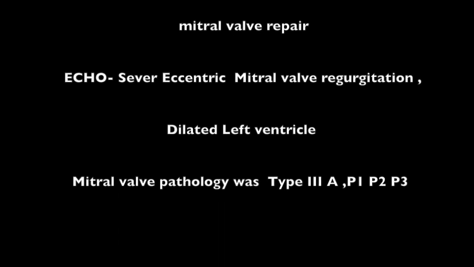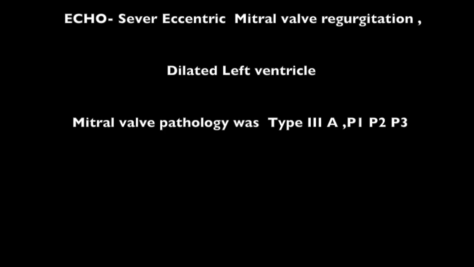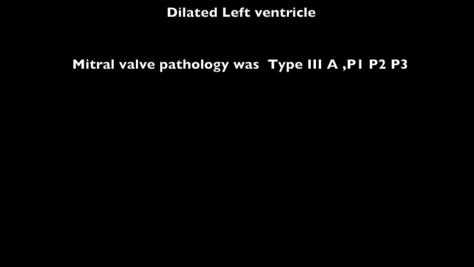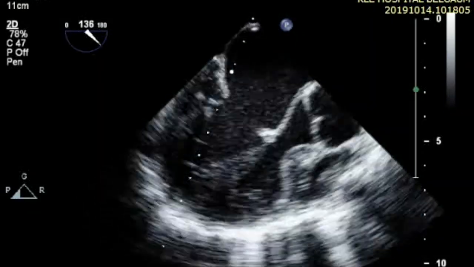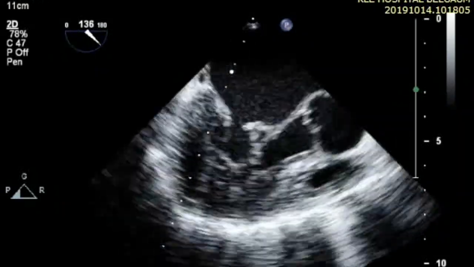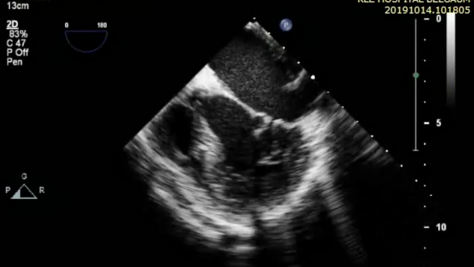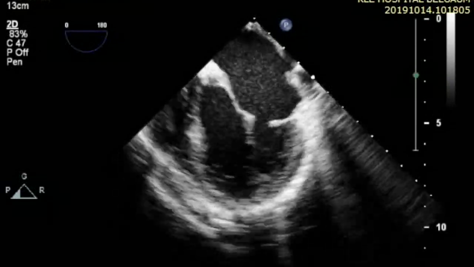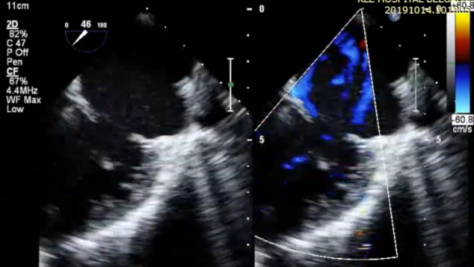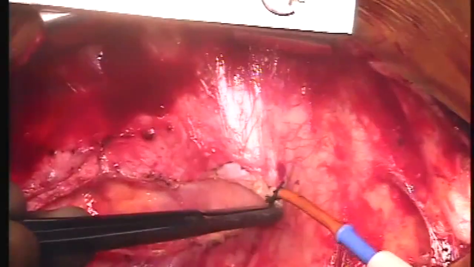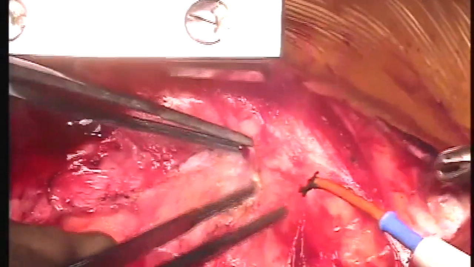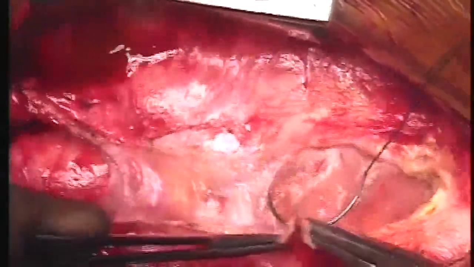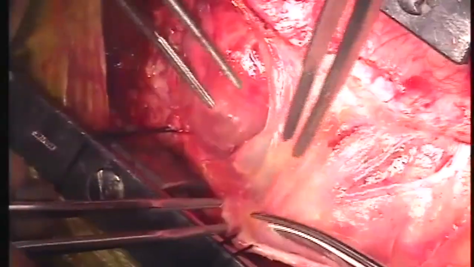Echo showed severe eccentric regurgitation, dilated left ventricle, and mitral valve pathology was type 3A, P1, P2, and P3. In this echo, you can see the PML is restricted and fixed, and the pseudo prolapse of AML. And there is a coaptation defect between the AML and PML, severe eccentric MR, and a dilated annulus. Because patient had carditis, we can see adhesions of the pericardium to the heart surface.